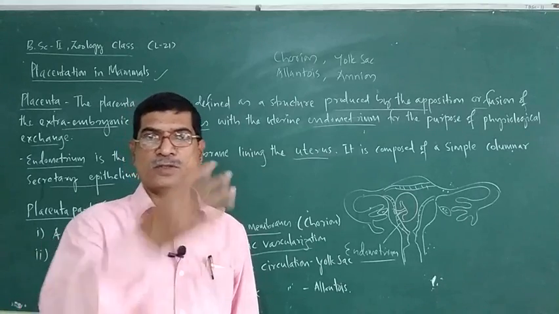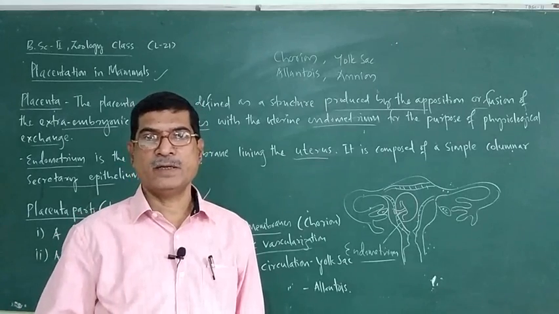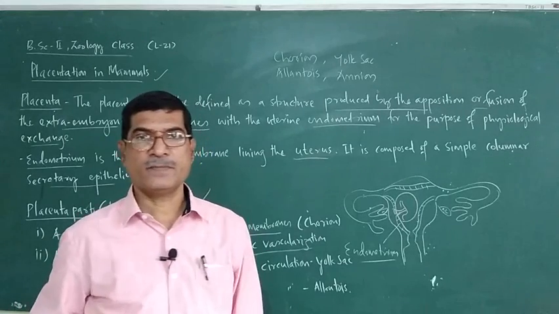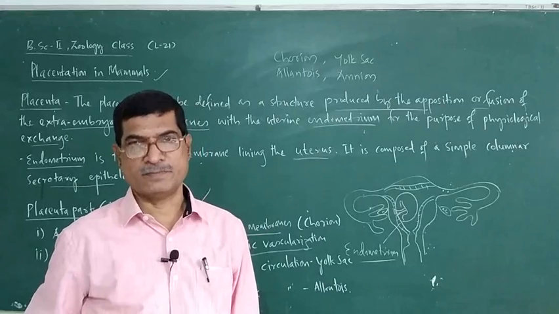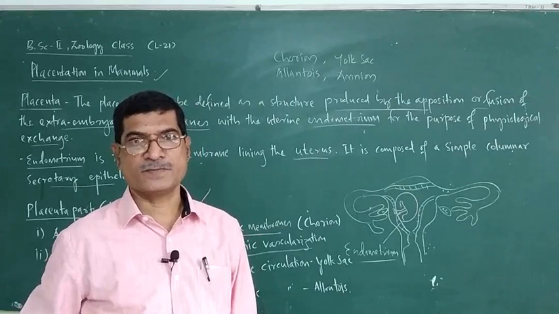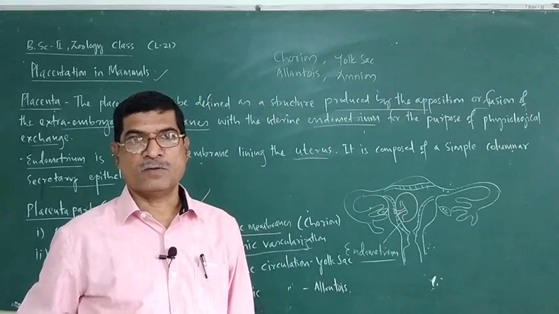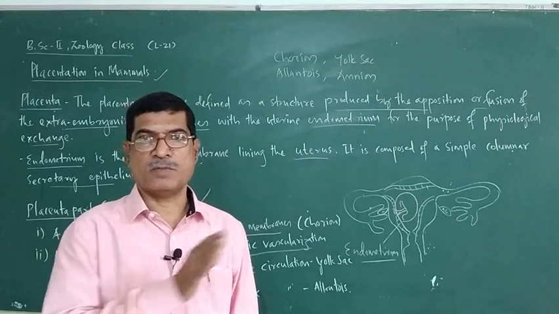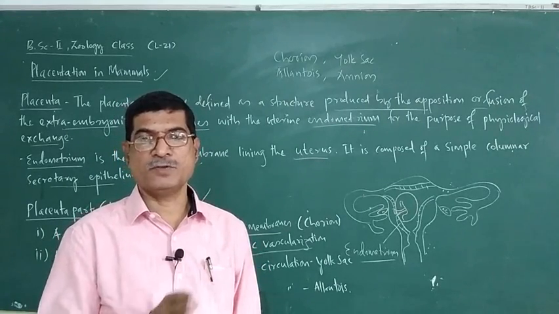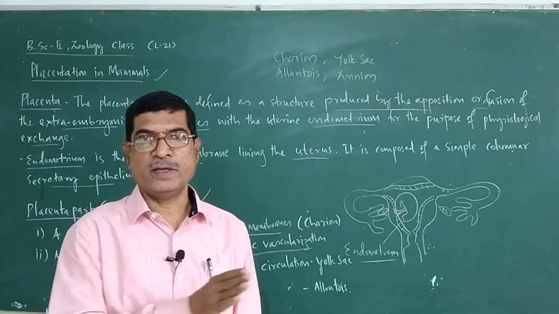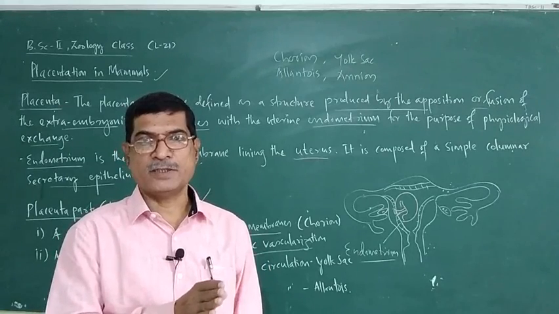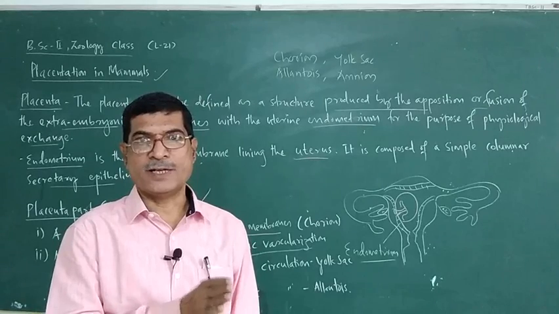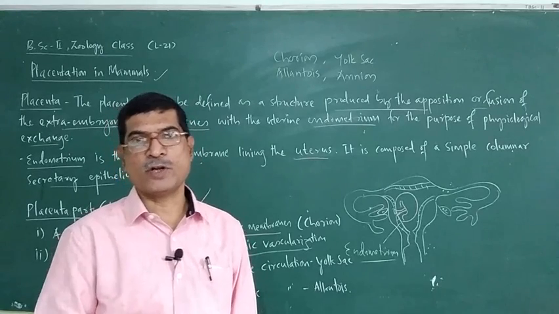Chorion is the outermost extraembryonic membrane which comes in contact with the endometrium of the uterus. So whatever substances are exchanged from mother to fetus, fetus to mother, they have to be transported through this endometrium and chorion.